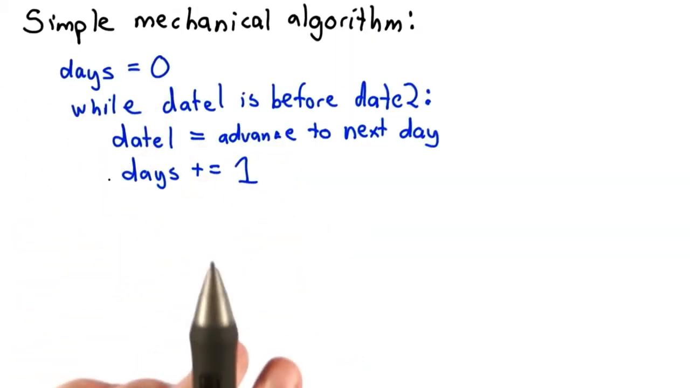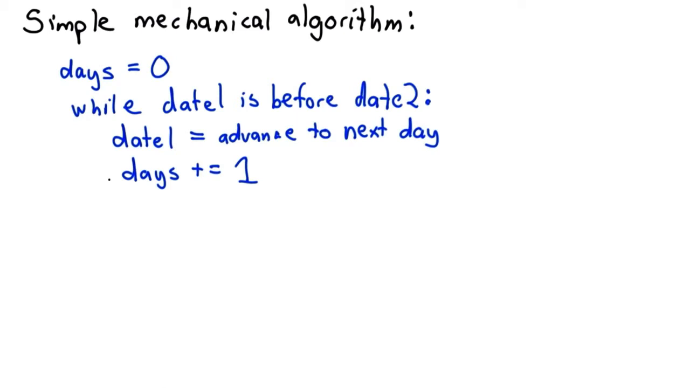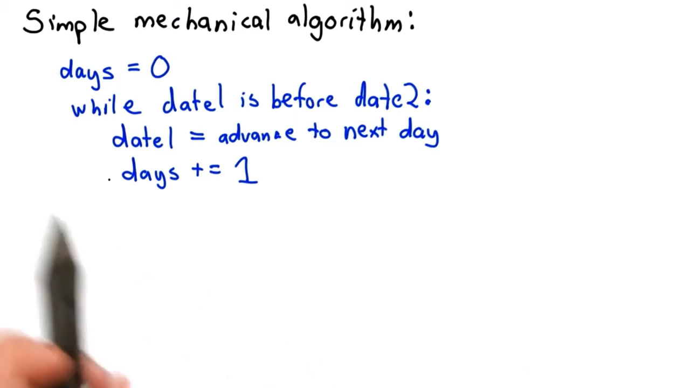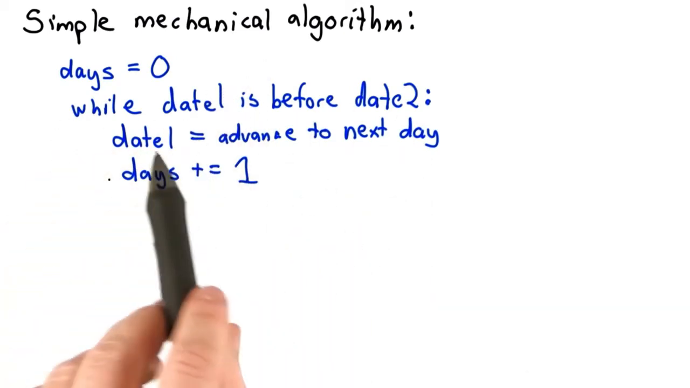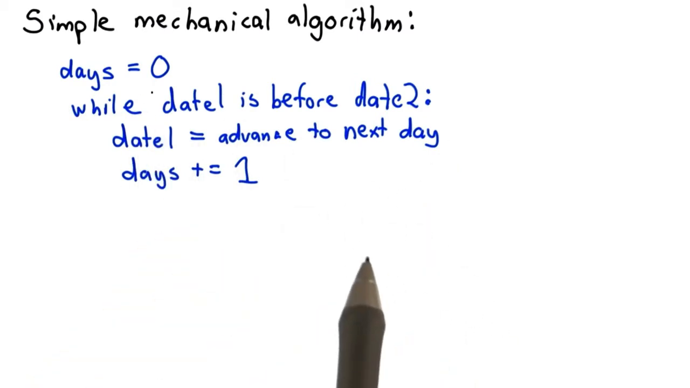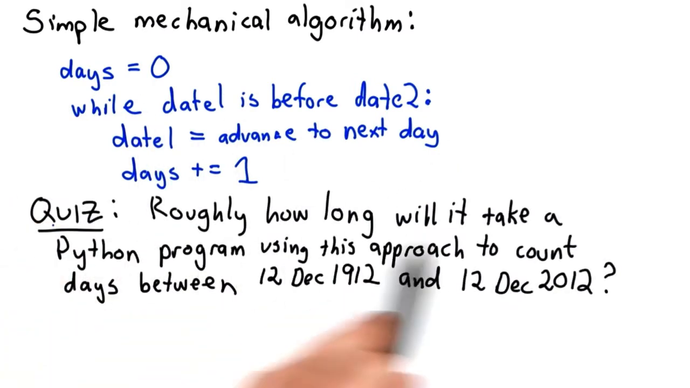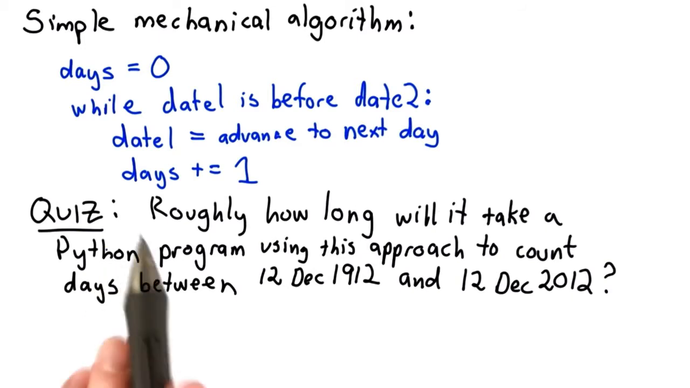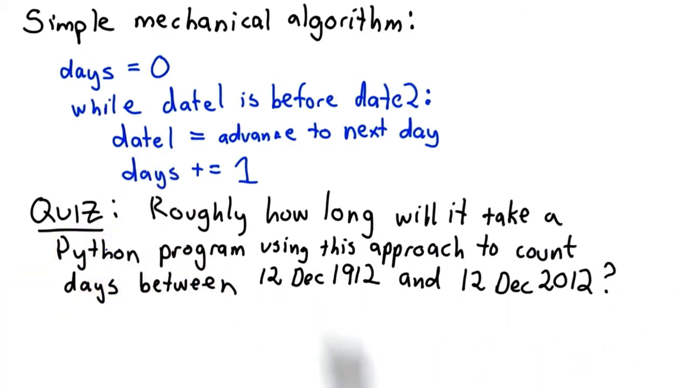And before we go further on this, we should do a sanity check of whether this is actually practical. For a human, it certainly wouldn't be. If the dates are a few years apart, you really wouldn't want to count every day. But what about for a computer? So the question is, roughly how long do you think it would take, using this brain dead approach, to count the number of days in 100 years between December 12, 1912 and December 12, 2012?